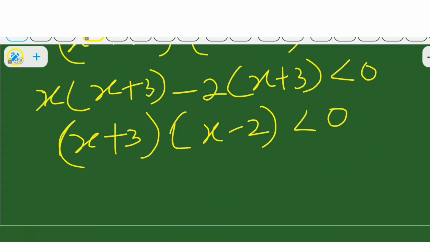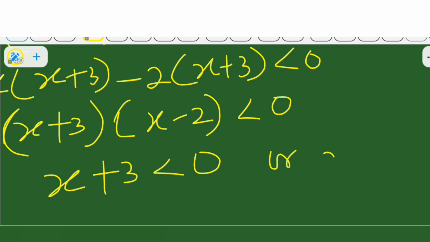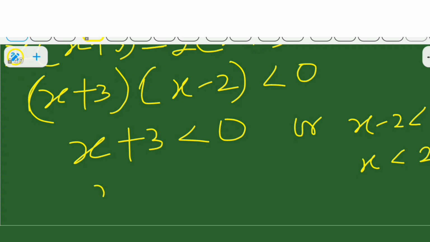Now, at this stage, you can get the final value of x as x plus 3 less than 0 or x minus 2 less than 0. This one will give you x less than 2 if you solve it. This one will give you x less than minus 3. So these are just the values of x, but not the range that we need.